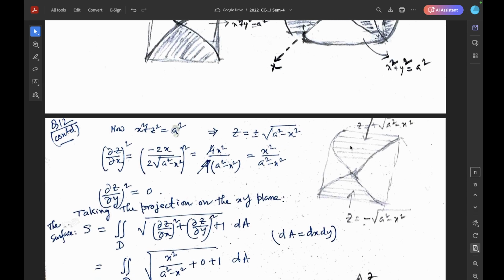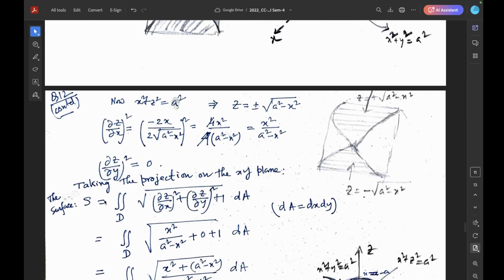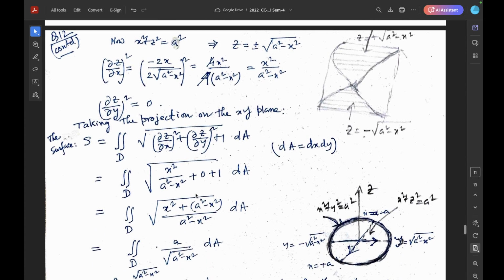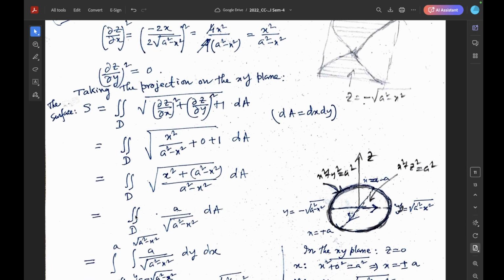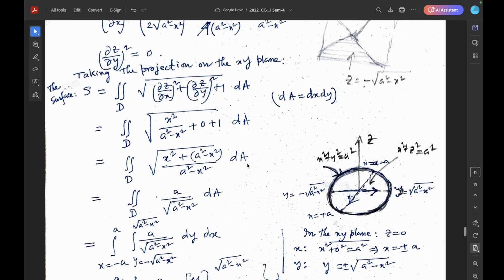Taking the projection of this area on the xy plane, we get the surface integration over D of root over del z by del x whole square plus del z by del y whole square plus 1 dA, where dA is dx dy. So putting all this and simplifying, we get the integration over D of a by root over a square minus x square dA. Actually dA is dx dy on the xy plane.